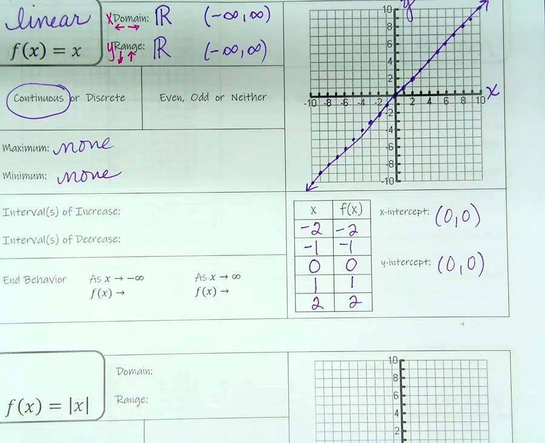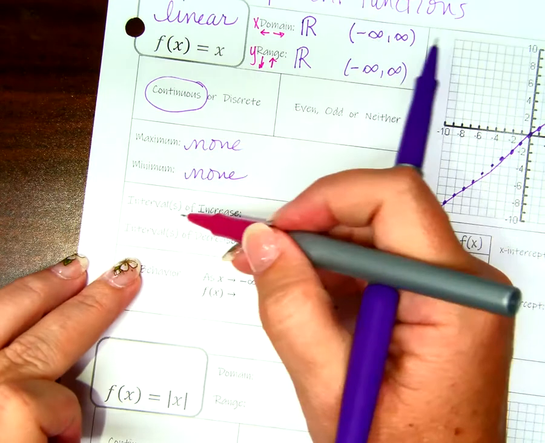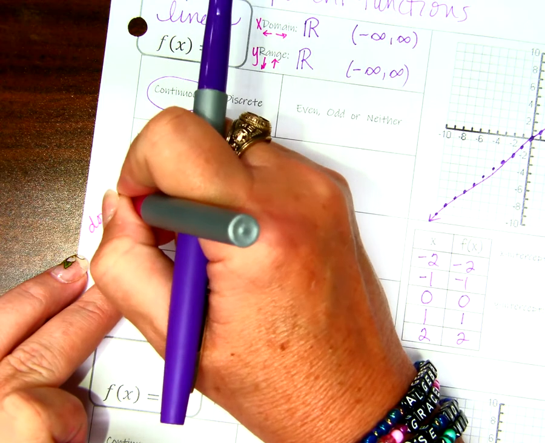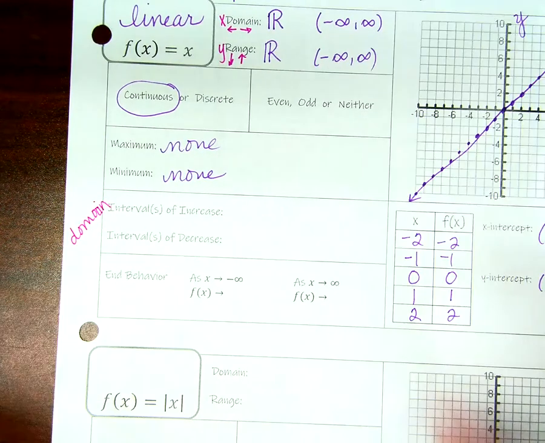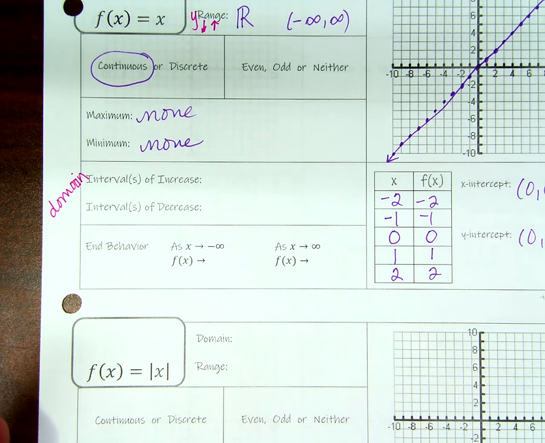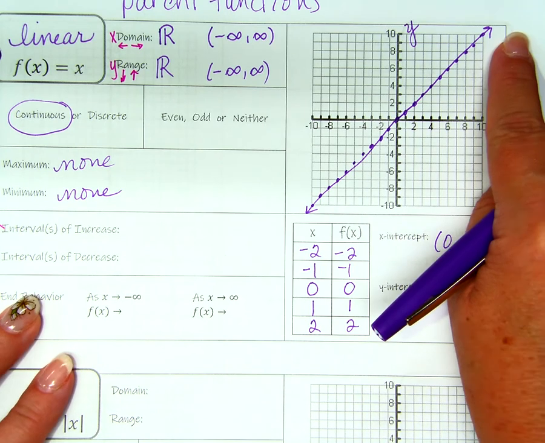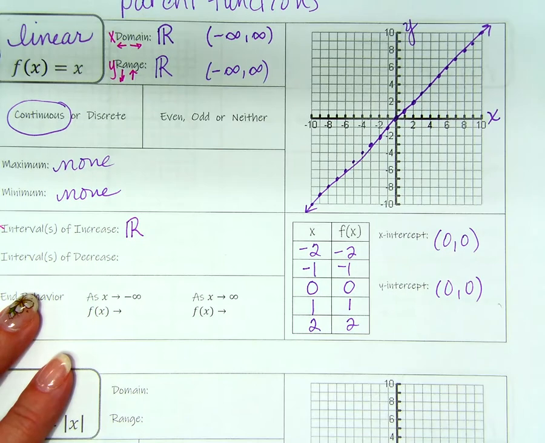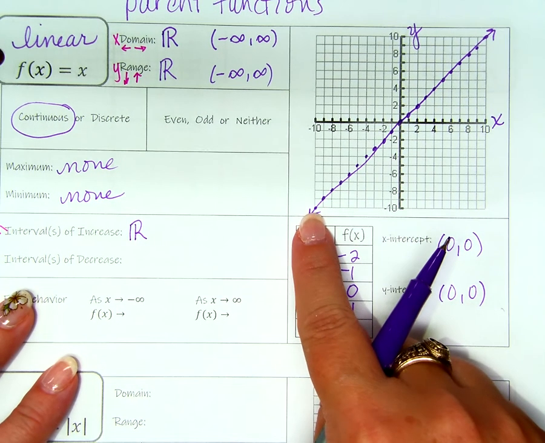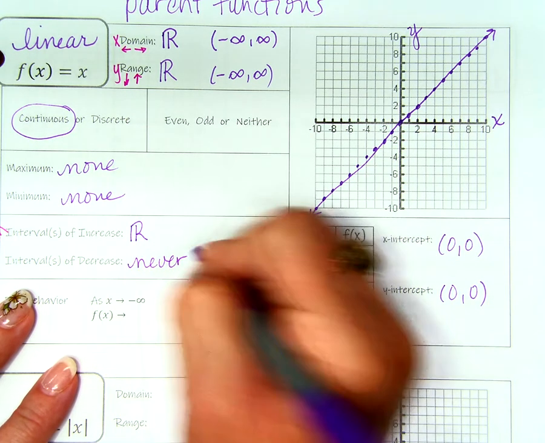Intervals of increase and intervals of decrease. That means where is it increasing and where is it decreasing? Now, I want to make a little notation on my worksheet. You might want to make the same notation. When we're talking about intervals of increase and decrease, we're specifically talking about the domain. So we're specifically talking about left to right. We start on the left and go to the right. Okay? So if I start on the left and go to the right, where is it increasing? Everywhere, right? So it's increasing everywhere. Where is it decreasing? If it's increasing everywhere, where is it decreasing? Nowhere. Never.